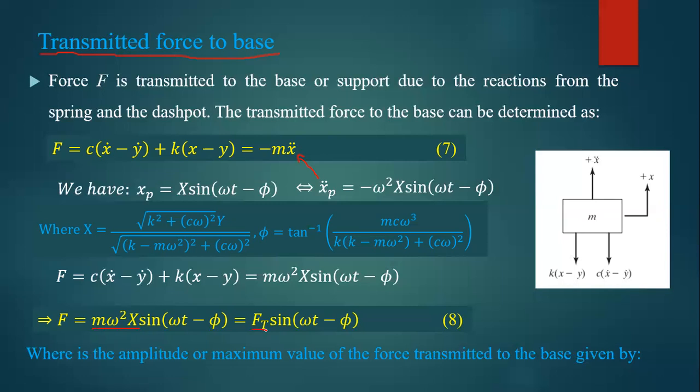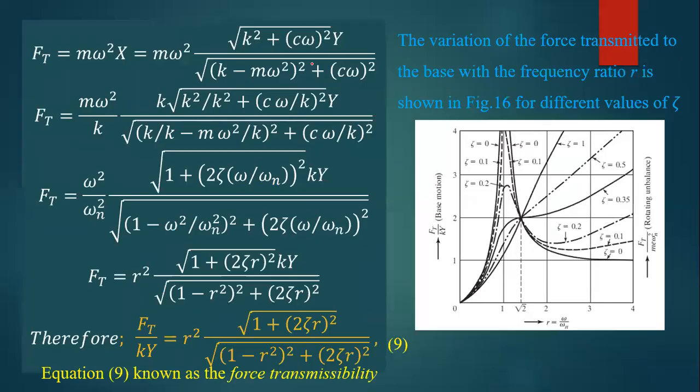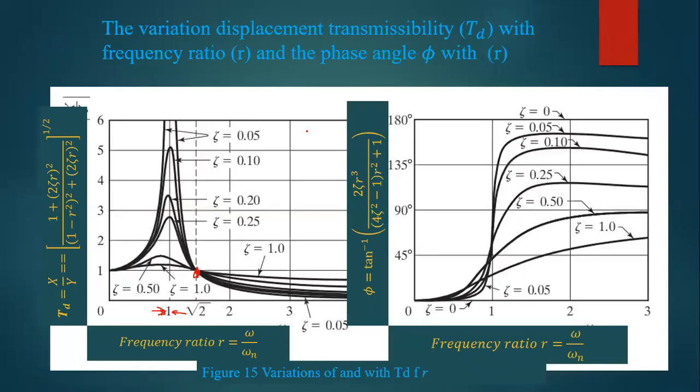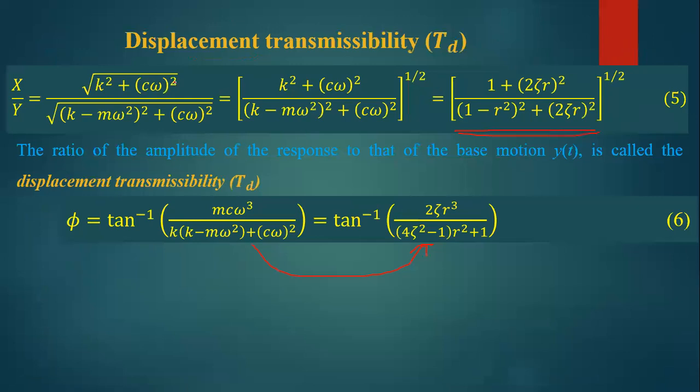Okay, from the structure to the base, the amplitude or maximum value of the force transmitted to the base is given by this equation. So F transmitted is equal to m omega square x. We know what this x is from our previous discussion, so we can look back. So our x is this thing. This is our x.